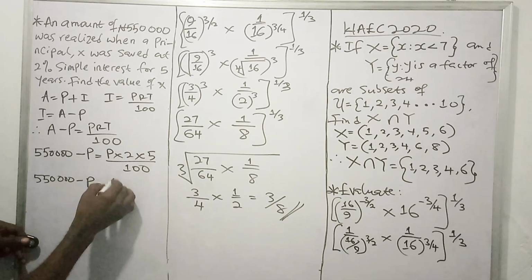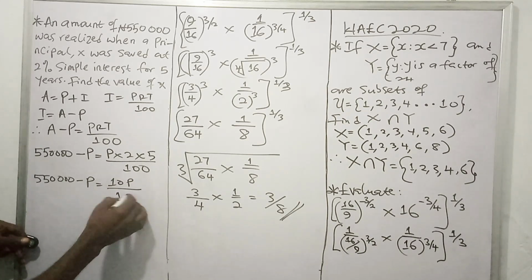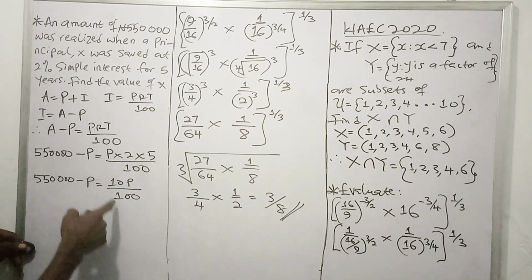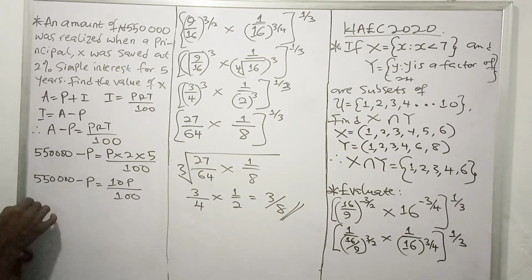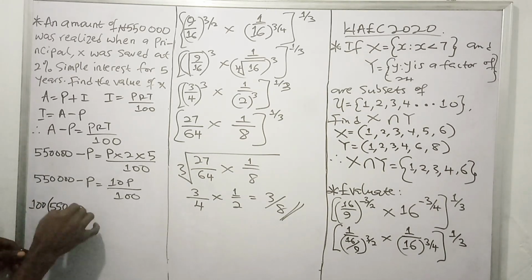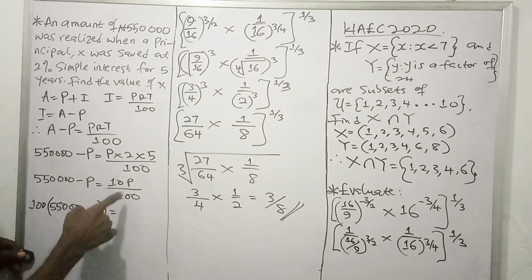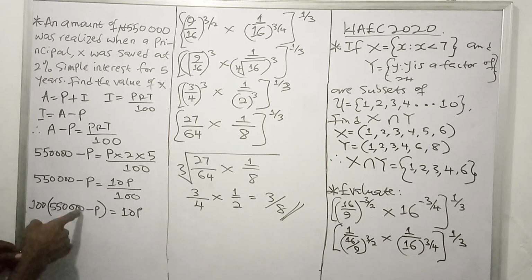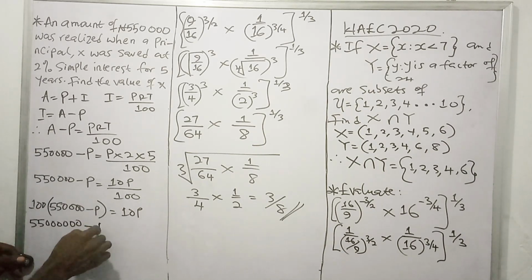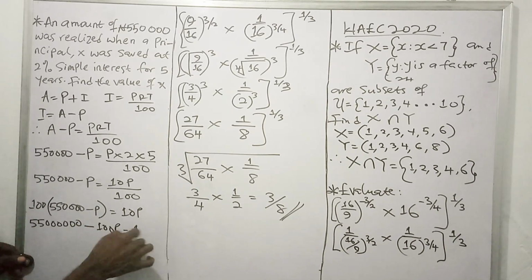So here gives us 550,000 again, minus the principal. Here will give us 10P over 100. Now if we cross multiply, the 100 will multiply 550,000 minus P. Then on the right hand side, the 10P will multiply the denominator here, which is 1, and that will give us 10P. So if we multiply this, we have 55 million. Then 100 times P will give us 100P, and here we have 10P.